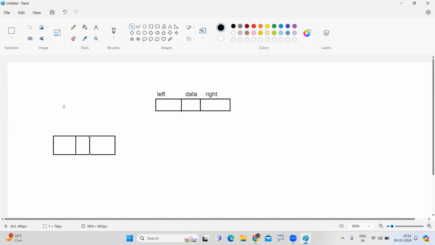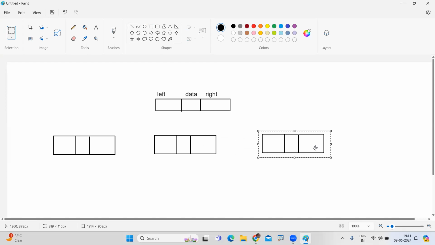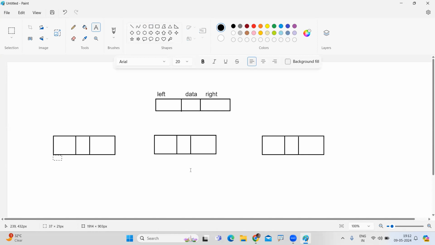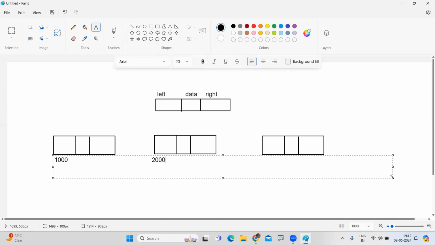Suppose this is a node list. We are creating the list. This is the first node, the second node, the third node. Addresses also we are representing. Suppose 1000, 2000, and 3000. And the data.